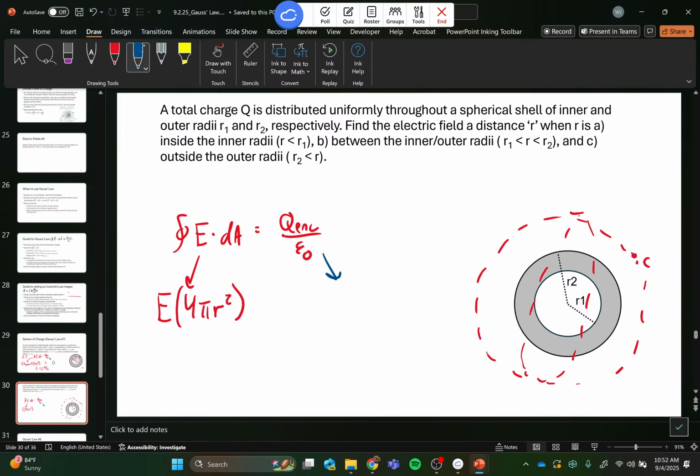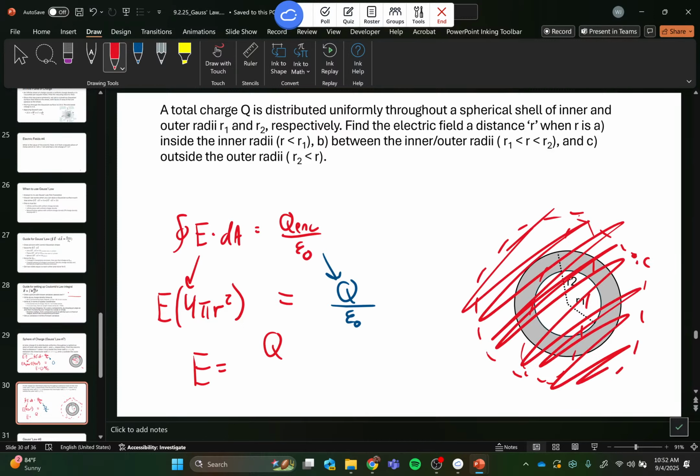So on this side, how much charge is enclosed now? Q. That still is over epsilon naught. Don't lose your epsilon naught. It still exists. Great. These two sides equal each other. Solve. How is there all of it? Because it's all inside this red bubble that you randomly make up.